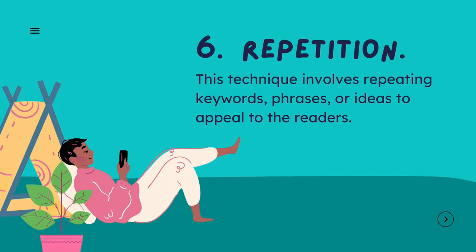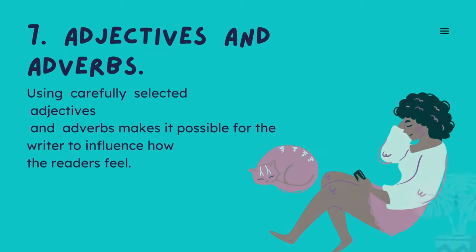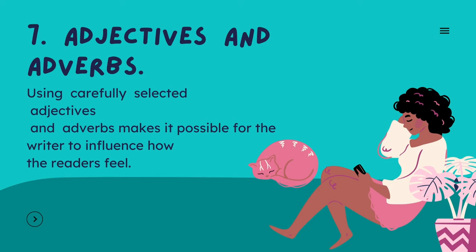Repetition. This technique involves repeating keywords, phrases, or ideas to appeal to the readers. Seven, adjectives and adverbs. Using carefully selected adjectives and adverbs makes it possible for the writer to influence how the readers feel.